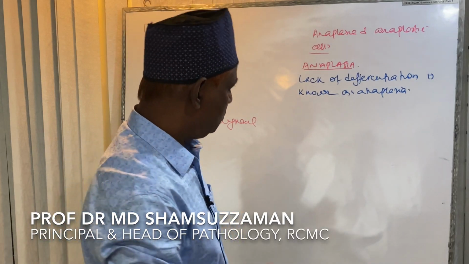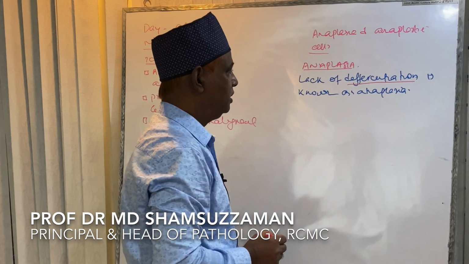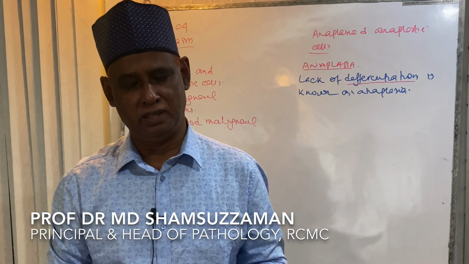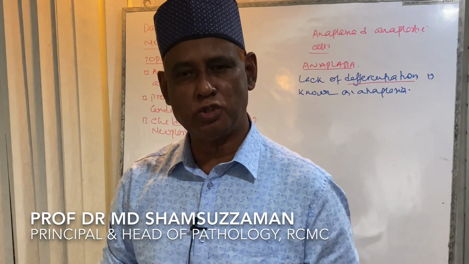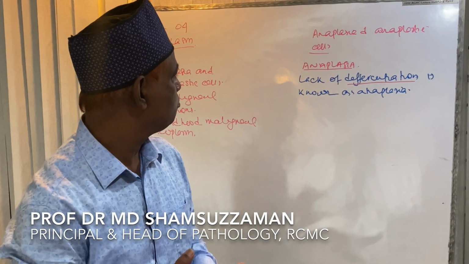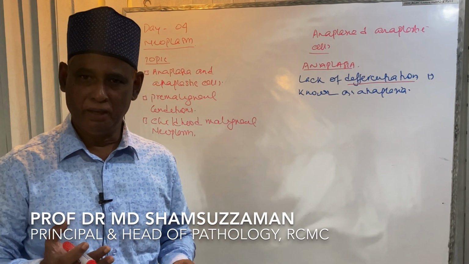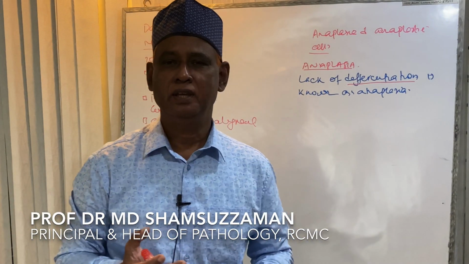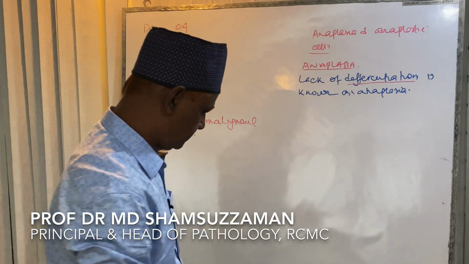Dear audience, we can recapitulate what is differentiation. Differentiation means extent of resemblance or extent of similarities of tumor cell with the normal cell. If there is lack of differentiation, then it is called anaplasia. And the cell with lack of differentiation is known as anaplastic cells. Now come to characteristics of anaplastic cells.